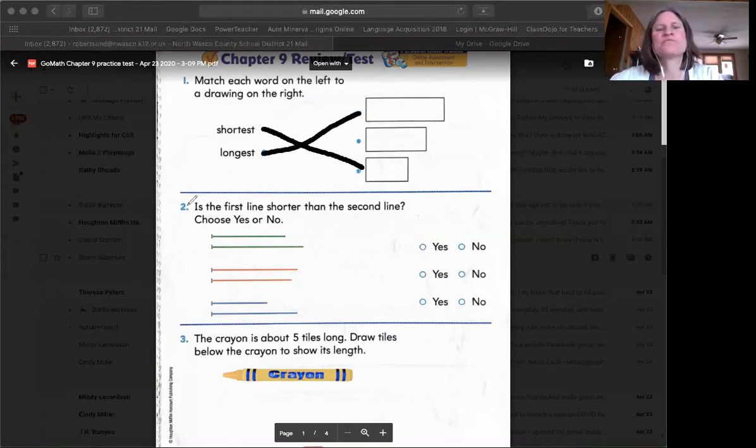Okay, number two, is the first line shorter than the second line? Choose yes or no. So these are always tricky because it's 3 problems and you have to use that question for each of the problems. So let's look at the first one. Is the first line shorter than the second line? Yes, it is. So you're going to mark the word yes. Then you look at the orange lines. Is the first line shorter than the second line? No, the first line is longer, so you have to write no. What about the blue lines? Is the first line shorter than the second line? Yes, it is. So you mark yes for that one.